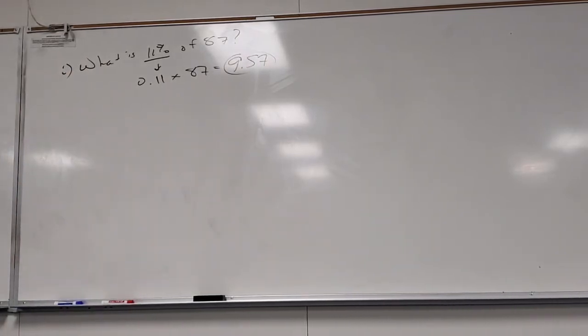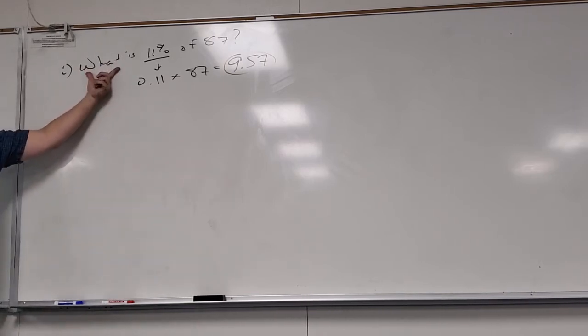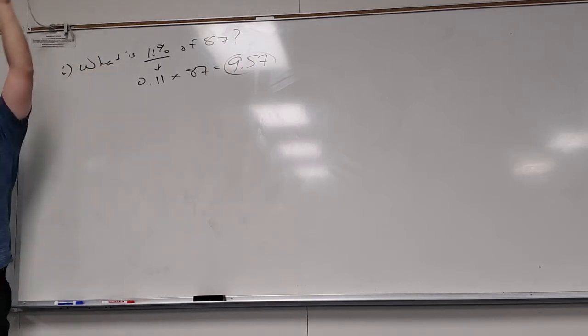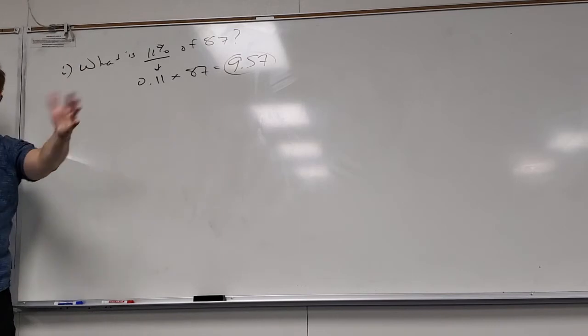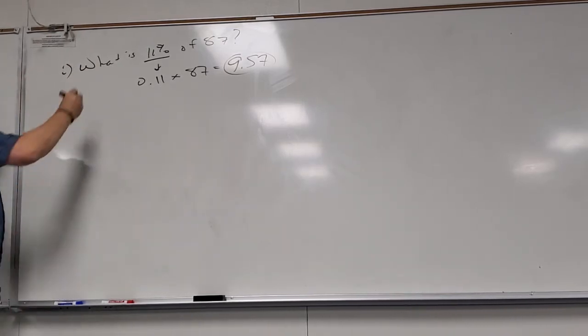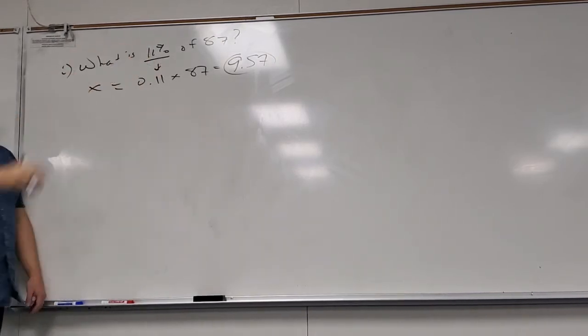Alright, so that kind of problem. We know what "of" means. The unknown is here, so technically, how can I write this fully? What would you put in place of "what" in math? I don't know what it is, so what do we put there in math? X. "Is" means equals.